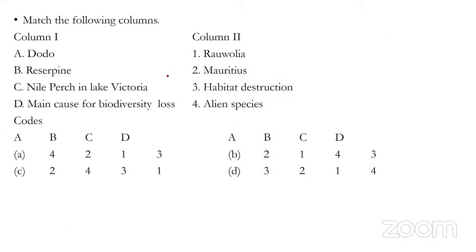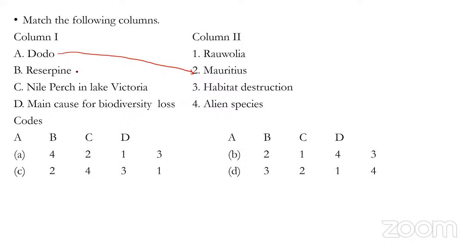Next question. The dodo bird was a flightless bird which was an inhabitant of Mauritius. Mauritius was originally uninhabited, meaning originally there were no humans in Mauritius. But when the Portuguese landed in Mauritius for the first time, they started hunting the dodo bird. Within a span of a few decades, Mauritius was cleared of the dodo bird.